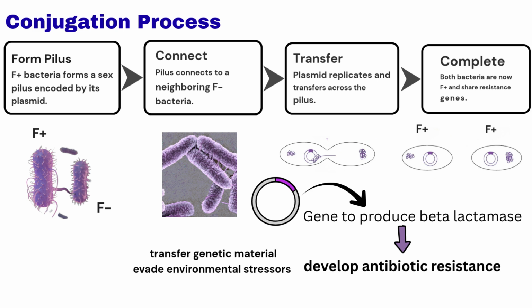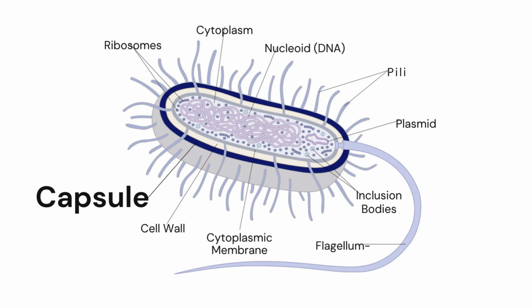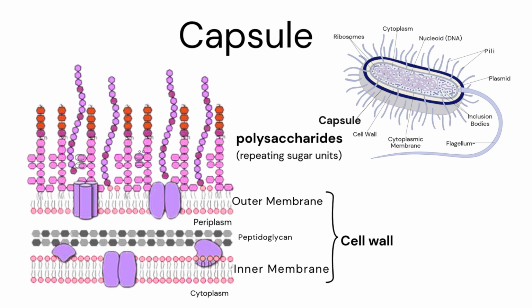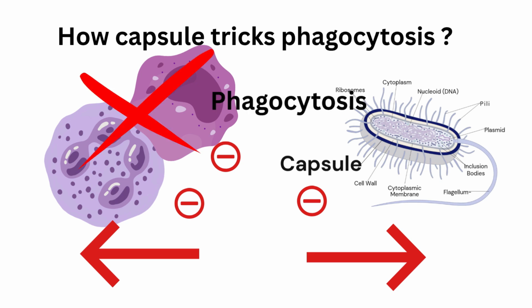Beyond just appendages, the fortress might also be equipped with a thick outer shield called a capsule. A capsule is a prime example of a virulence factor. This is a highly organized polysaccharide layer that sits completely outside the cell wall. Because it's negatively charged, and our immune system's white blood cells, like neutrophils, are also negatively charged, the capsule acts like a magnetic repellent. It basically operates as an invisibility cloak, effectively blocking our macrophages and neutrophils from grabbing on and performing phagocytosis.